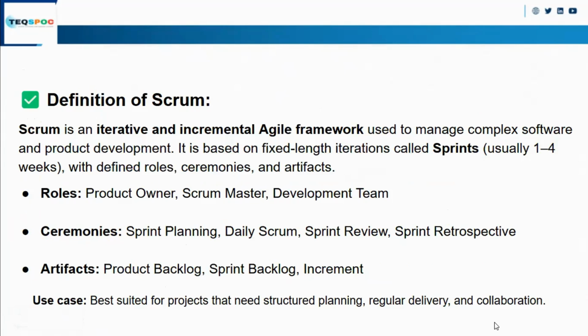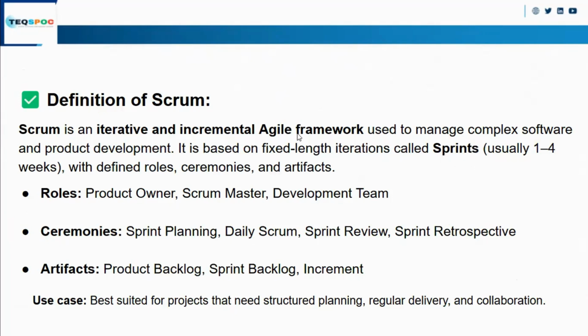Now, let's come to what Scrum is. As I have said, Scrum is an iterative incremental agile framework used to manage complex software or product development. So basically, for project development or managing software, we use the Scrum framework. It is based upon fixed-length iterations, called a sprint, where the actual development work takes place: the developer works on the user story, completes it, and then releases the user stories.